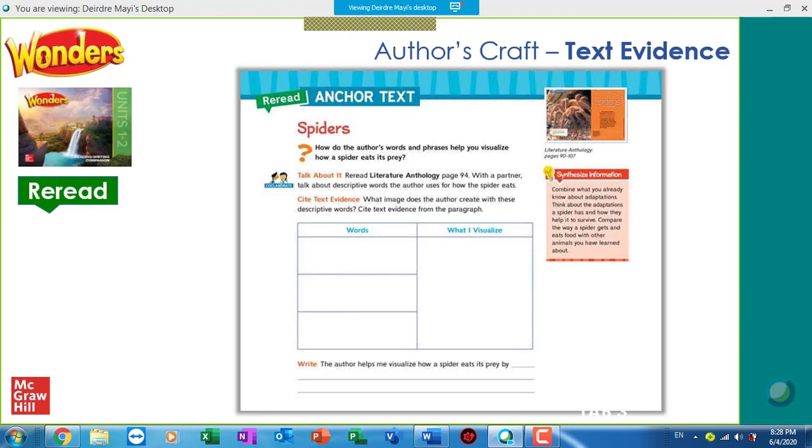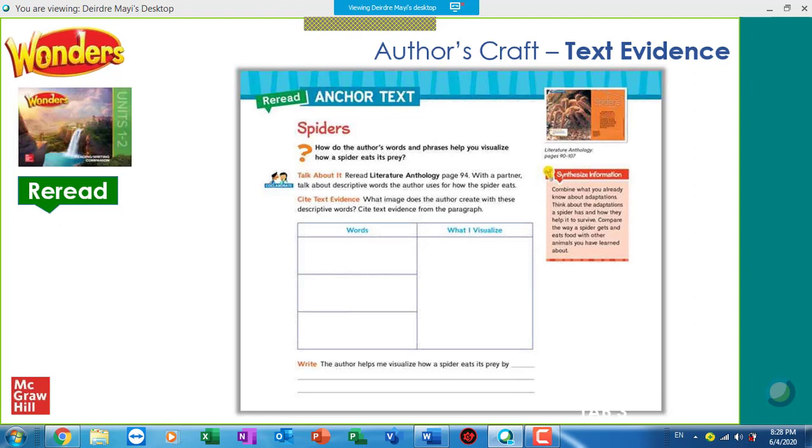Now, we're still in the reading writing companion. Why? Because we want the students to continue to enjoy the scaffolding that they enjoyed within the shared read. Now, remember, students are now reading Spiders, which is an anchor text in their collection of literature. As students reread a particular portion of Spiders, here's what they are asked. How do the author's words and phrases help you to visualize how a spider eats its prey? Now, by the way, visualization is the student's comprehension strategy.